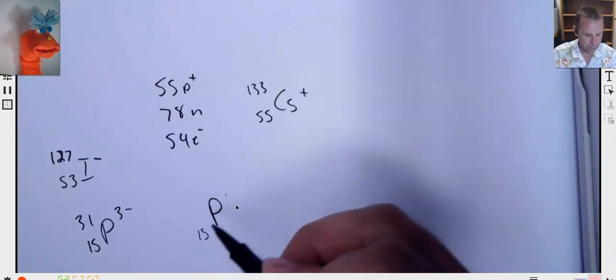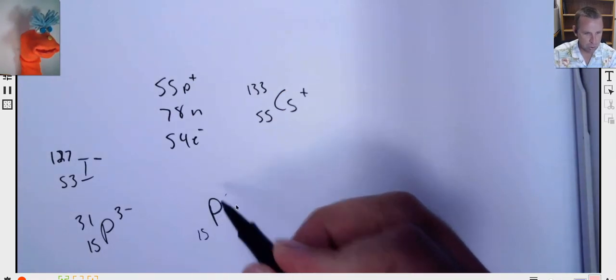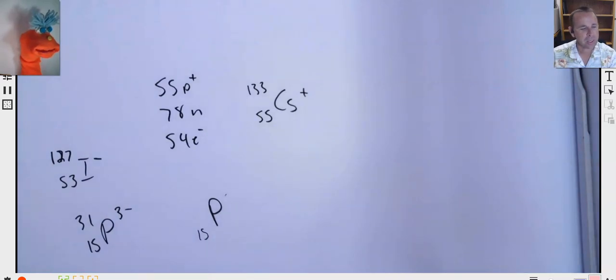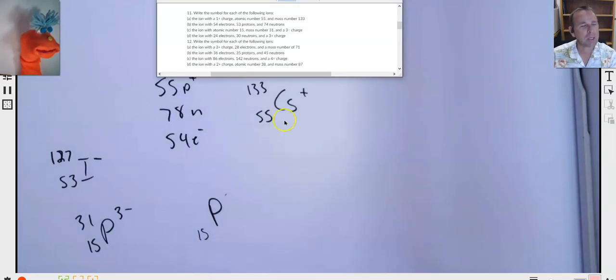15 protons, 15 electrons would mean there's no charge there, right? Let's see, let's bring that back on. 15 protons, 15 electrons. What number were we on? Right here, right? And a minus 3 charge. Okay, so that's just the phosphide ion. Very good. All right, letter D.